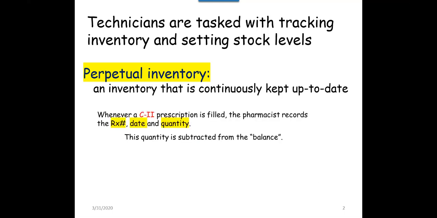So I mentioned the C2 prescription being filled. The pharmacist writes the prescription number, date, and quantity. And you're going to find in real practice that as the pharmacy technician, the pharmacist you work beside is going to have you fill that all out for them, and they'll just initial it. The most important thing about a perpetual inventory: if a compliance officer from the state board drops in to a hospital or retail pharmacy at any time, they can ask for the perpetual inventory record for Schedule 2 drugs. They can open any page, and whatever balance shows on that page should be exactly the same as whatever balance you have on hand.